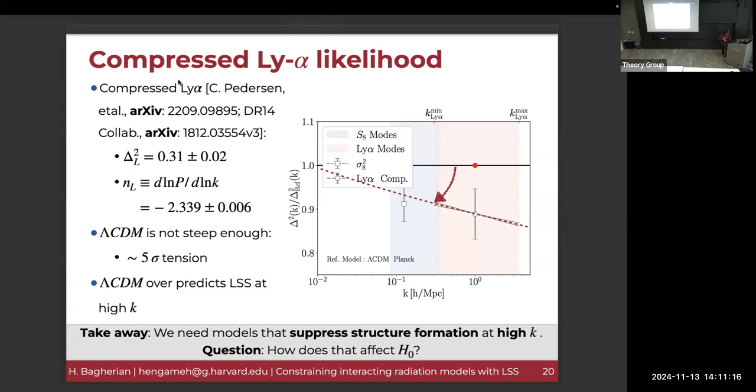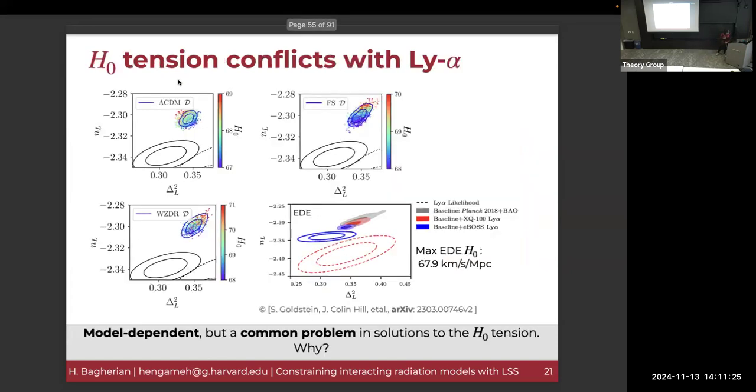Okay, now that we talked about both of these tensions, it's a good idea to think about how they play with each other before we jump into model building. It's kind of interesting that the Lyman alpha tension goes in the opposite direction of the H naught tension. If you look at the lambda CDM model simulations, and I try to get closer to where the Lyman alpha data is, then the value of H naught that the same model would predict actually decreases from what it would be.